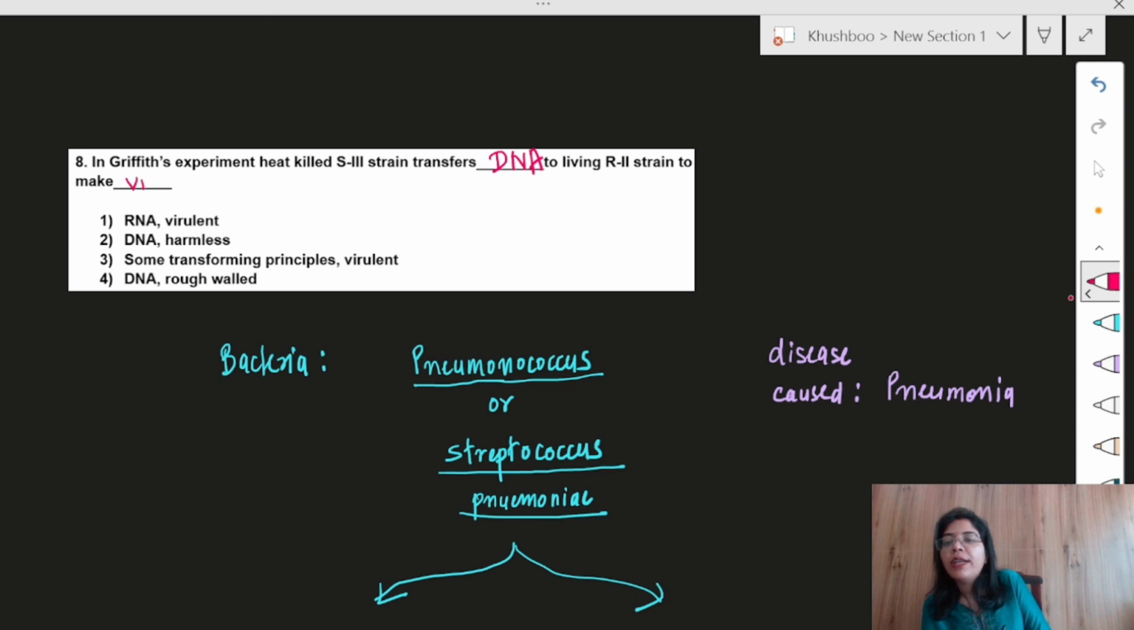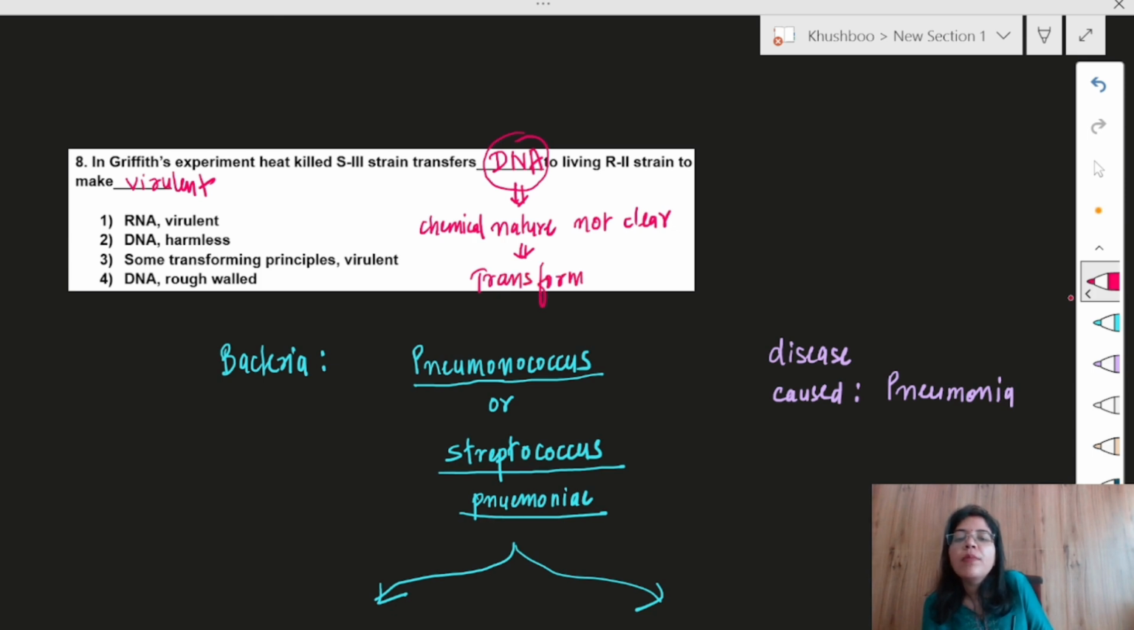to make it virulent. But the thing is that after the end of this experiment, they mentioned they have not found the nature of the material which is moving from S strain to R strain. Because the chemical nature was not clear, that's why they called it the transforming principle. Some transforming principle was moving from heat-killed S strain to R strain. It was converting the R strain into S strain.